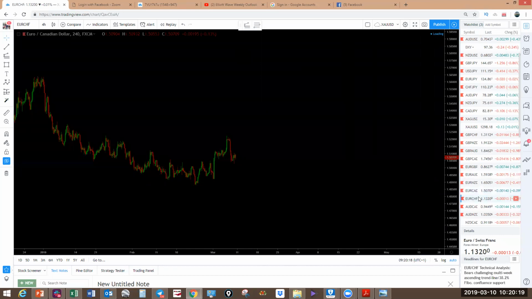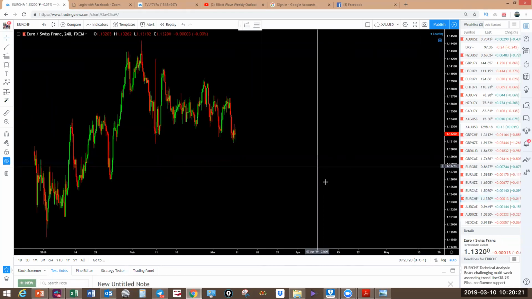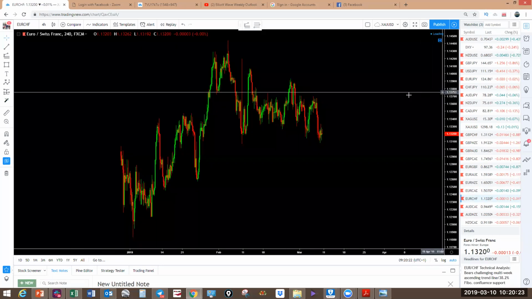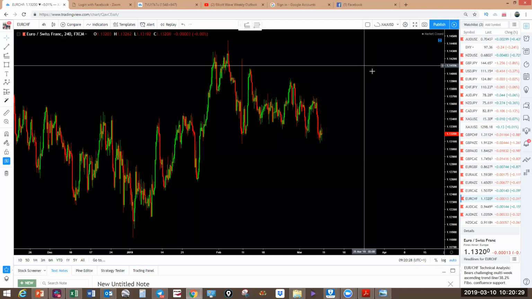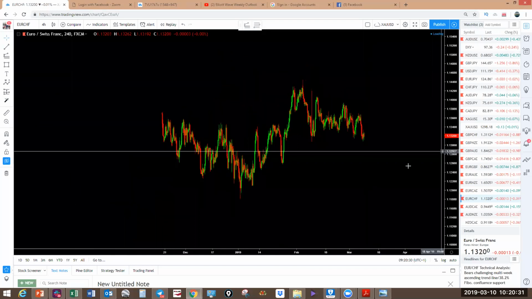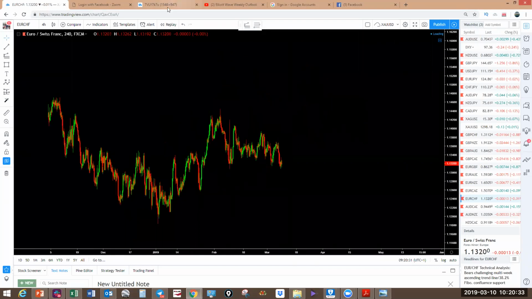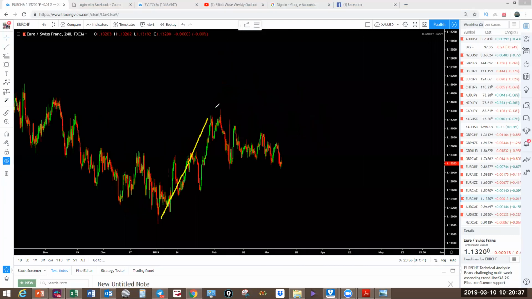EURJPY. EURJPY is now making a corrective structure after the 3-wave move up. So we had this 3-wave move up that we identified. You see that? We've got 1, 2, 3 up. Now we need to understand what this corrective structure looks like. Here you had a clear 3 waves, 1, 2, 3, and then a pulsing move to the upside.